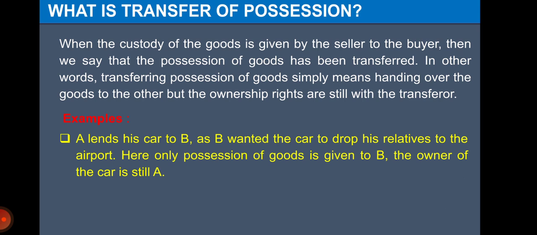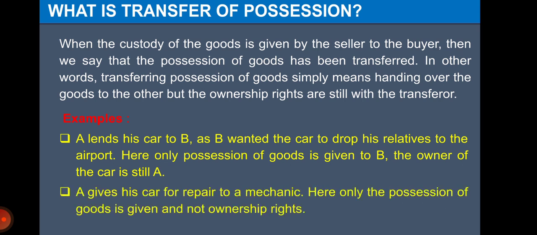So we can take the example, A gives his car to B as B wants the car to drop his relatives to the airport. Here only the possession has been given by A to B, while the ownership still lies with A. Another example can be when you give a car to repair to a mechanic. Here the possession of the car has been given to the mechanic, not the ownership rights.